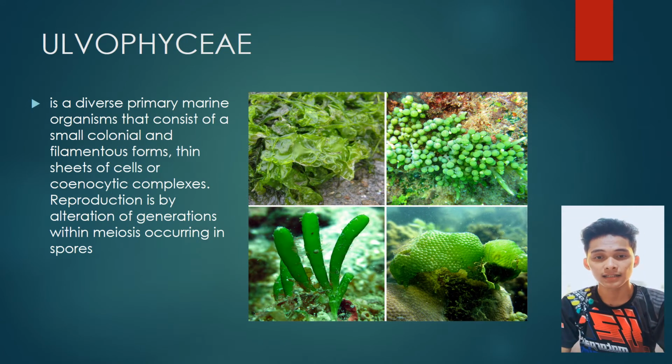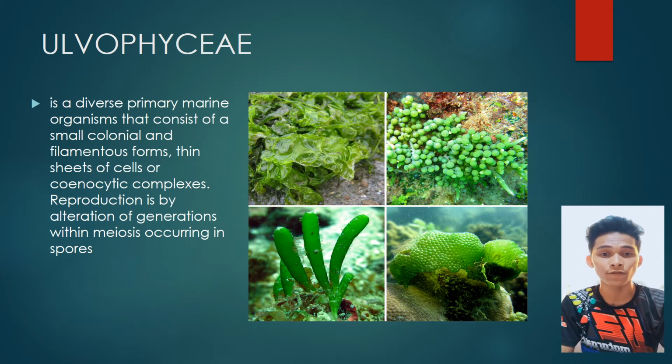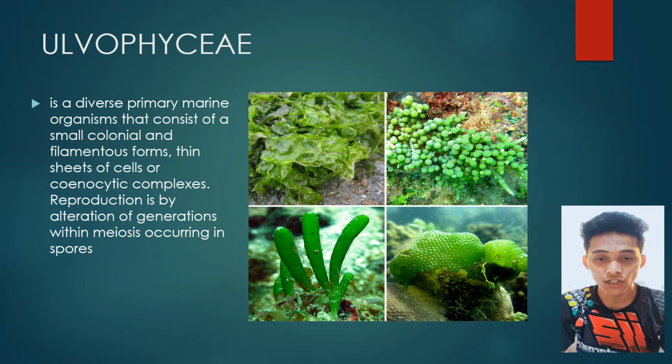And last is Ulvophyceae. It's a diverse, primarily marine group that consists of small colonial and filamentous forms, thin sheets of cells, or coenocytic complexes. Reproduction is by alternation of generations, with meiosis occurring in spores.